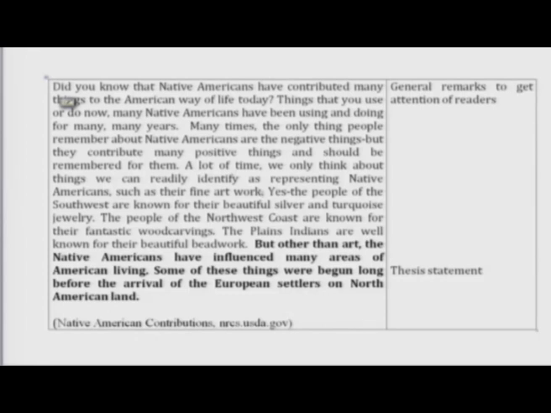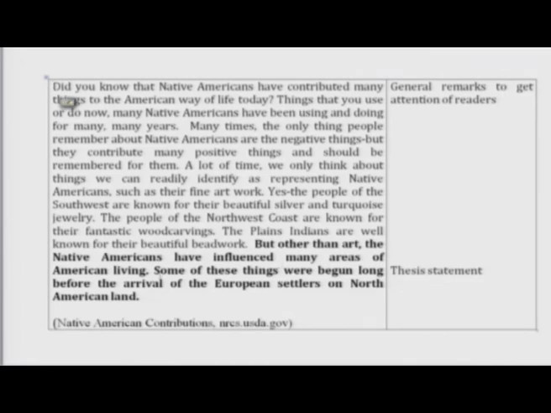artwork, because many people know Native Americans because of their fine artwork. So, this introductory paragraph acknowledges it, but then it says there is something more than that. So, the thesis statement here is in bold.